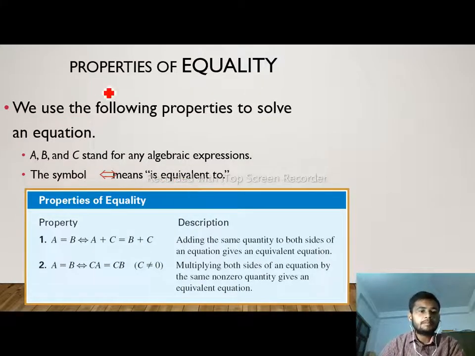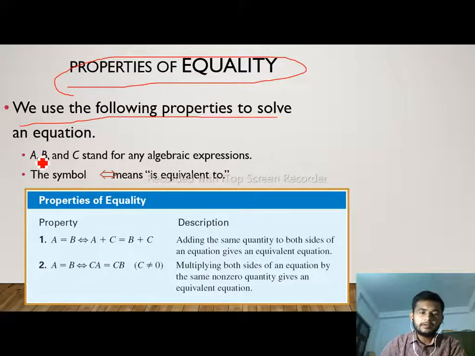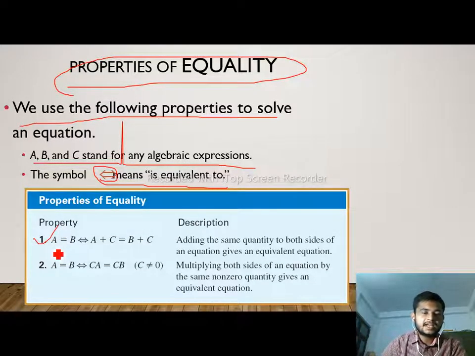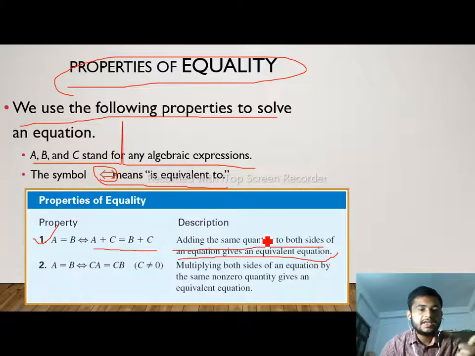Okay, what are the properties of equality? We use the following properties to solve an equation. A, B and C stand for algebraic expressions. The symbol means is equivalent to. The first property states that A is equal to B, which is equivalent to A plus C equal to B plus C. Adding the same quantity to both sides of an equation gives an equivalent equation.